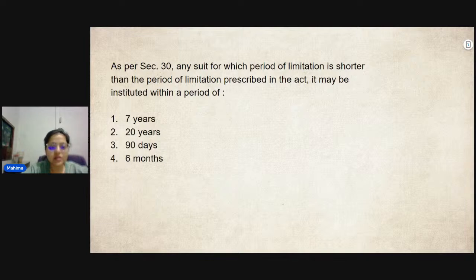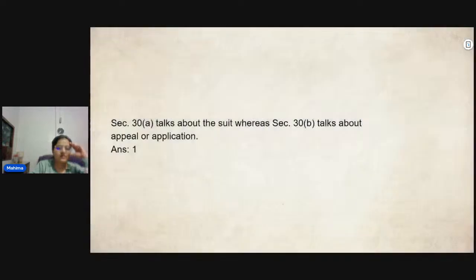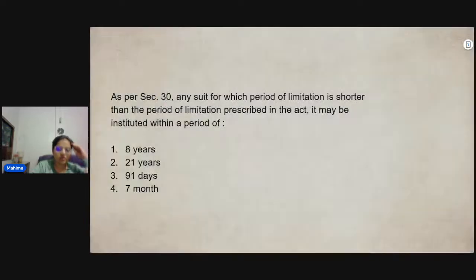As per Section 30, any suit for which the period of limitation is shorter than the period of limitation prescribed in the Act may be instituted within a period of 7 years, 20 years, 90 days, or 6 months. Yes, it is option number 1, 7 years, directly taken from the Bare Act. Section 30 clause A talks about suits, while clause B talks about appeal or application.